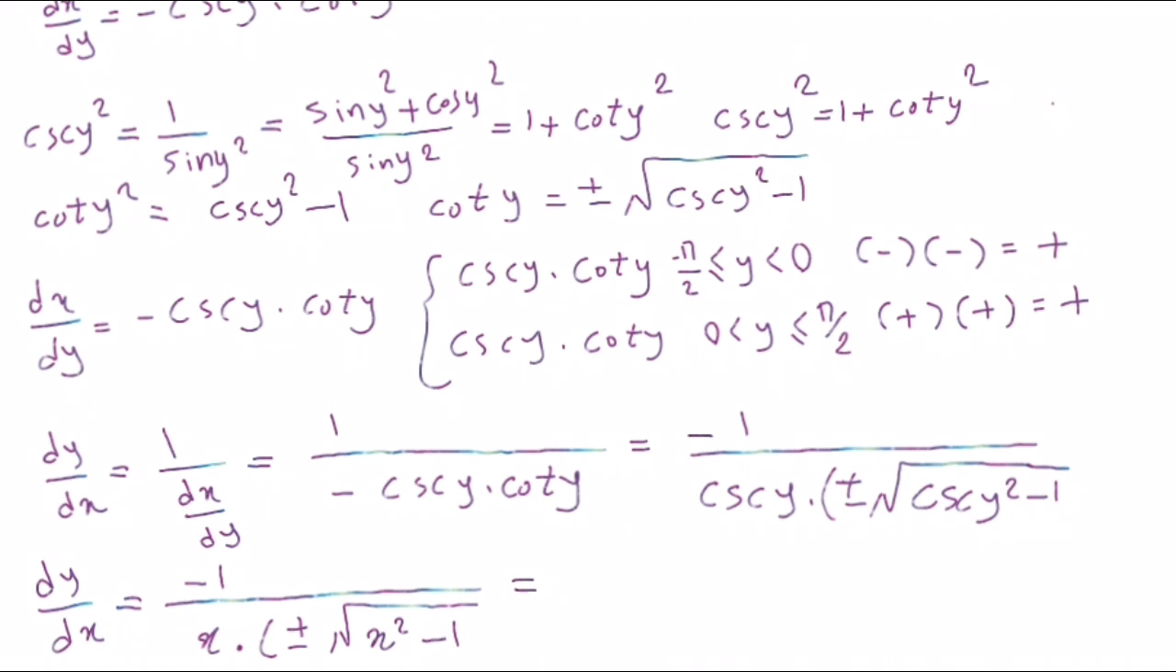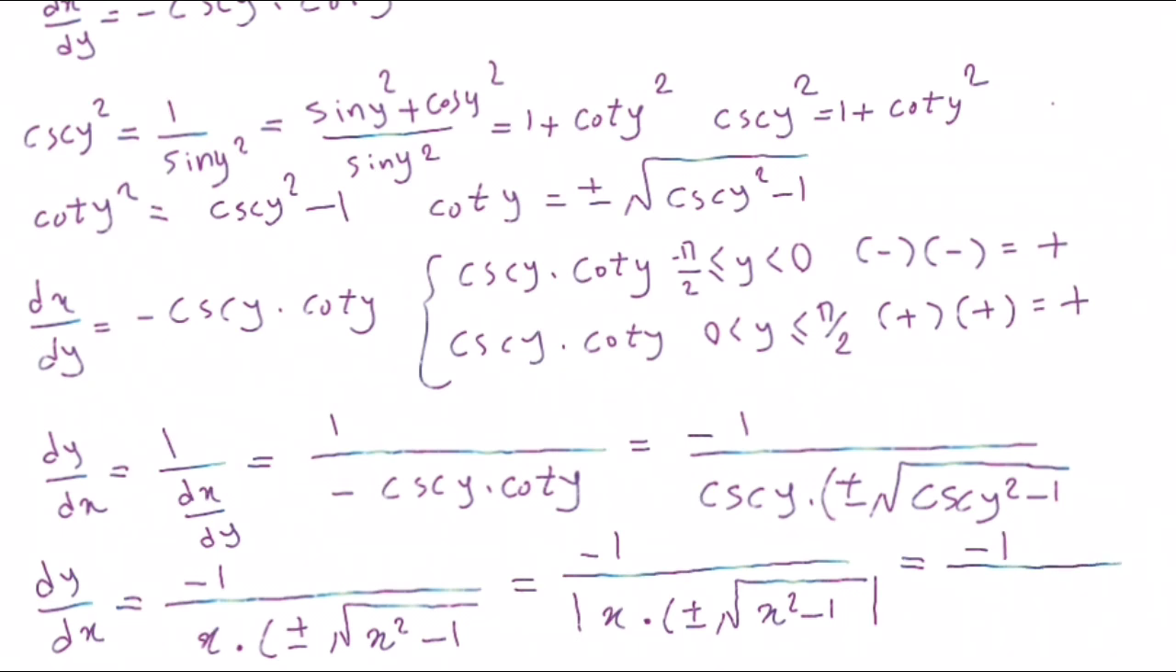and we can write them in absolute value. So the result is negative 1 over absolute value of x times square root of x squared minus 1, which equals negative 1 over absolute value of x times square root of x squared minus 1. And here the formula is proved successfully.